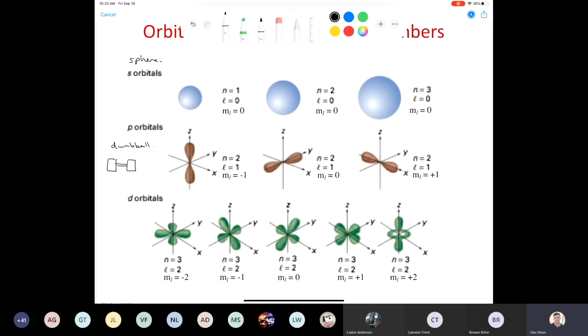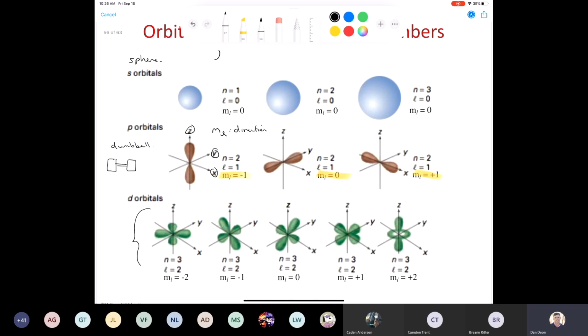All right. So since we have 3 ML values, remember that ML represents direction. You can think of the 3-dimensional axes, the X, Y, and Z axes. That means the dumbbell could be oriented in the X direction, Y direction, or the Z direction. Obviously all of our exams are multiple choice, but I would expect you to be able to draw these. Everybody can draw a circle, and Gage, everybody can draw a peanut, right? Well, for the d orbitals, you get some pretty cool looking orbitals here.